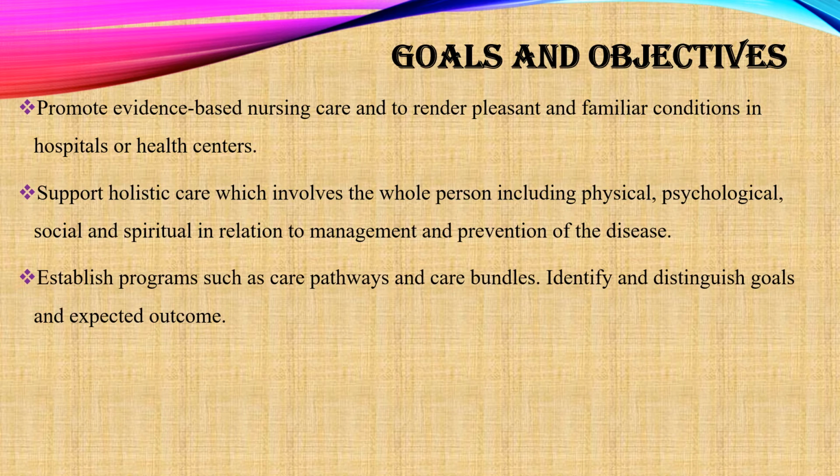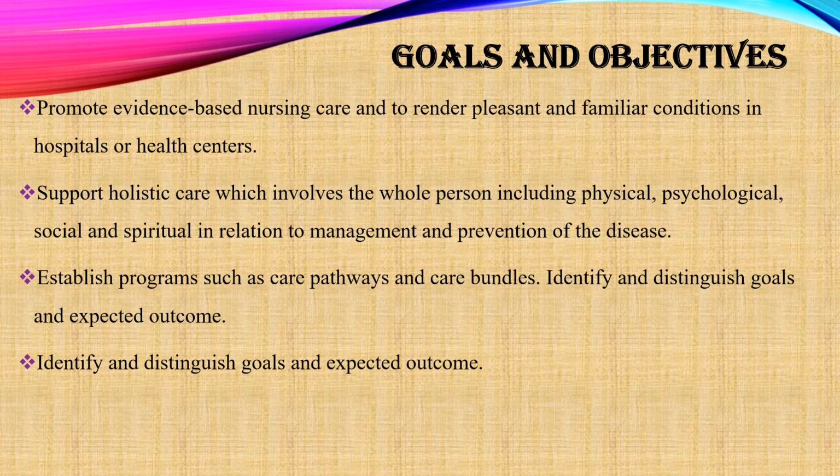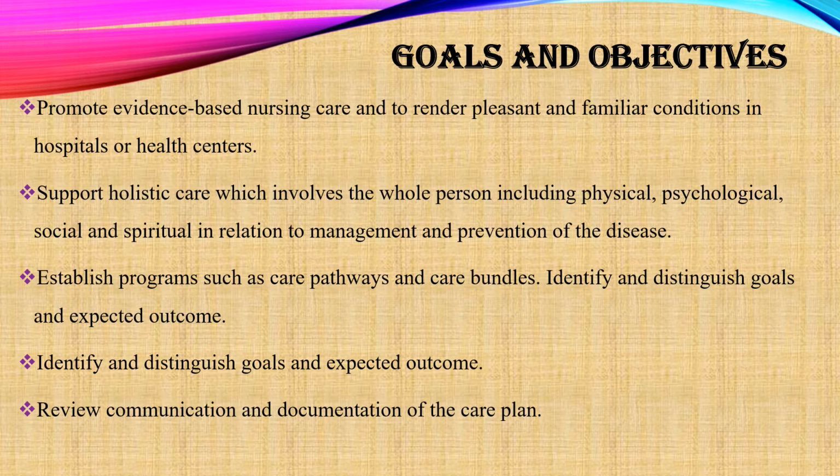It establishes programs such as care pathways and care bundles. Care pathways involve a team effort in order to come to a consensus with regards to standards of care and expected outcomes, while care bundles are related to best practice with regard to care given for a specific disease. It identifies and distinguishes goals and expected outcomes. It reviews the communication and documentation of the care plan and measure the nursing care. These are the goals and objectives of a nursing care plan.